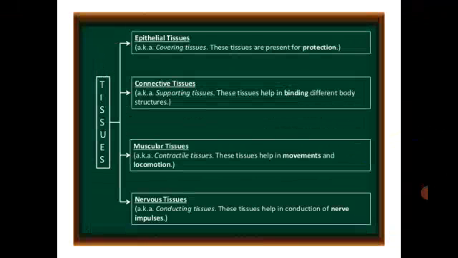Epithelial tissues, also known as covering tissues. These tissues are present for protection. Epithelial tissues form a continuous layer or sheet over body surfaces and most of the inner cavities. There are three types of epithelial tissues: squamous epithelium, which is composed of flat cells; cuboidal epithelium, which contains cube-shaped cells; and columnar epithelium, in which the cells resemble pillars or columns because they have an oblong shape.